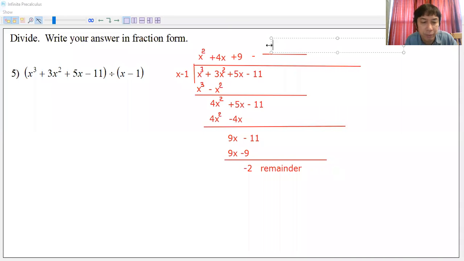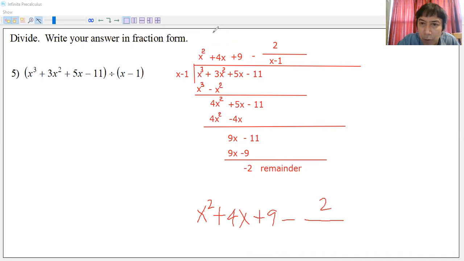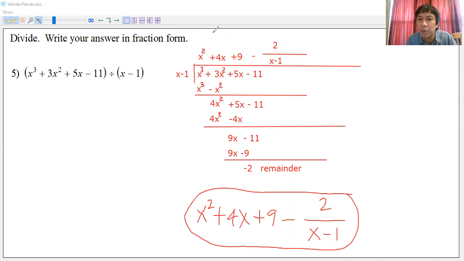The 2 will have to be here, and then the divisor will have to be at the bottom over here. We will write x minus 1 there. This negative 2, that minus is there. So our answer should be like this: x squared plus 4x plus 9 minus 2 over x minus 1. That should be our quotient.